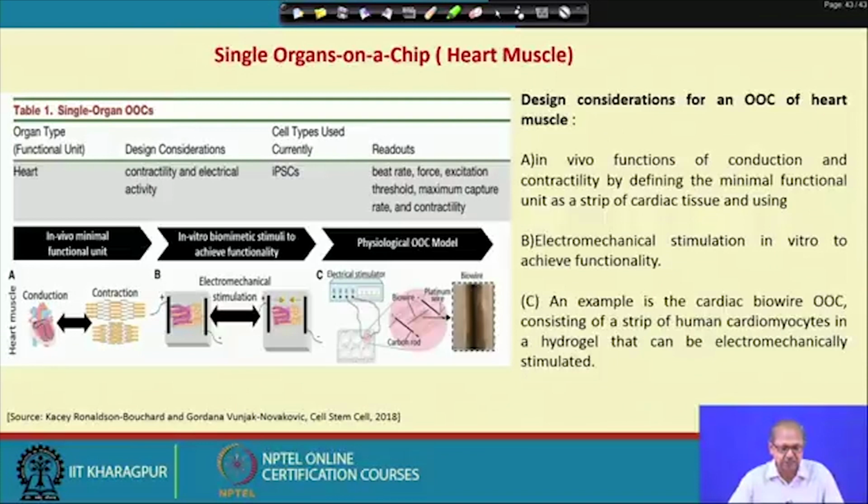So, that is mimicked by using these electrodes by depolarization and polarization, which will induce stretch fibers, which ultimately induce force generation in the media. So, this is a bio-wire, where the cardiomyocytes are embedded in a hydrogel wire format and connected with electrical force, by which contraction will occur in the cardiomyocytes and generate force, and that could be monitored. So, this is an example of a heart muscle organ on chip.